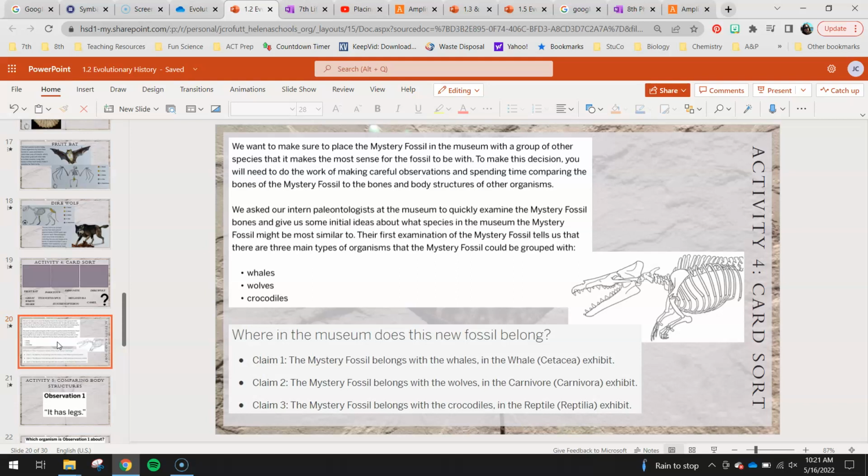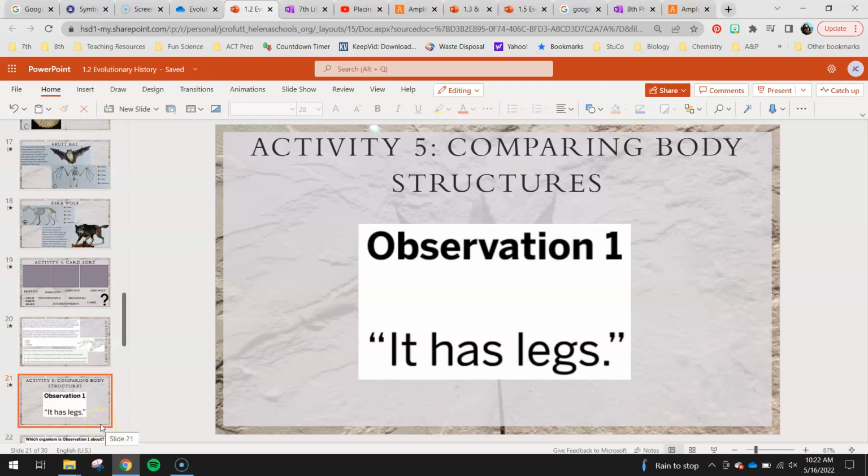Okay, so here are our 3 claims. Where in the museum does this new fossil belong? Claim 1, the mystery fossil belongs with the whales in the whale, Cetacea, exhibit. Claim 2, the mystery fossil belongs with the wolves in the carnivore, Carnivora, exhibit. And claim 3, the mystery fossil belongs with the crocodiles in the reptile, Reptilia, exhibit. Okay, so throughout this unit, you guys will be narrowing down and eliminating: all right, we don't think it goes here, we think it for sure goes here. But that's what we're looking at for the rest of this unit: where can we put this mystery fossil.